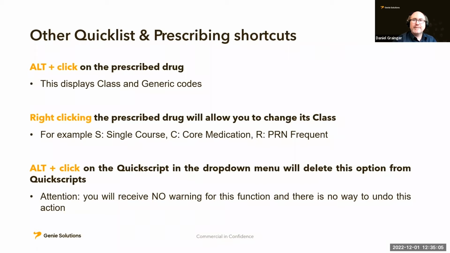If you alt-click on the prescribed drug, this will display the class and generic codes. Alternately, you can right-click on the prescribed drug, and this will allow you to change its class. For example, S for single course, C for core medication, or R for PRN frequent.